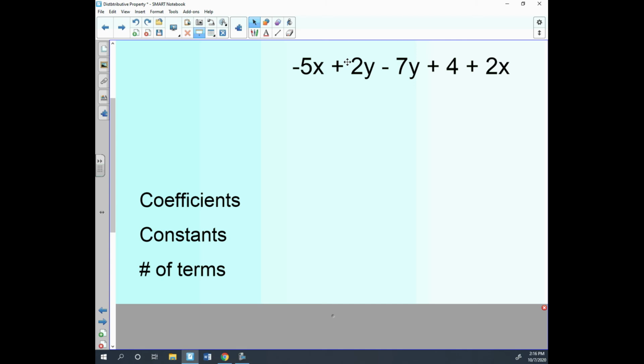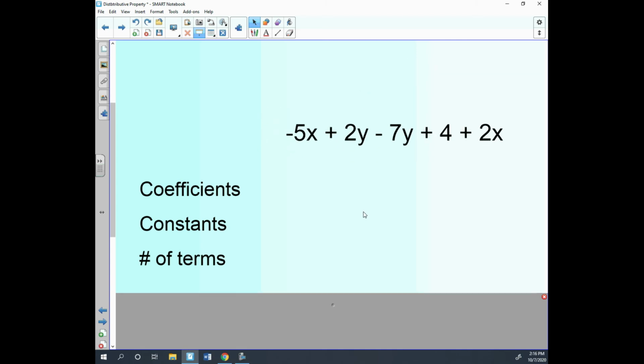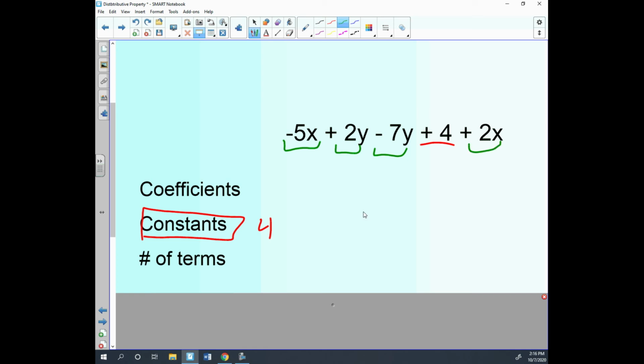Sorry about this. Let me get this all figured out. All right. The coefficients. Coefficients are the, maybe that should say variable. Anyways, constants. Constants are the plain numbers. So in this case, 4 is our plain number. The coefficients, we have an x and a y, another y, and another x. So we have 2 of those. We have an x and a y. Okay?